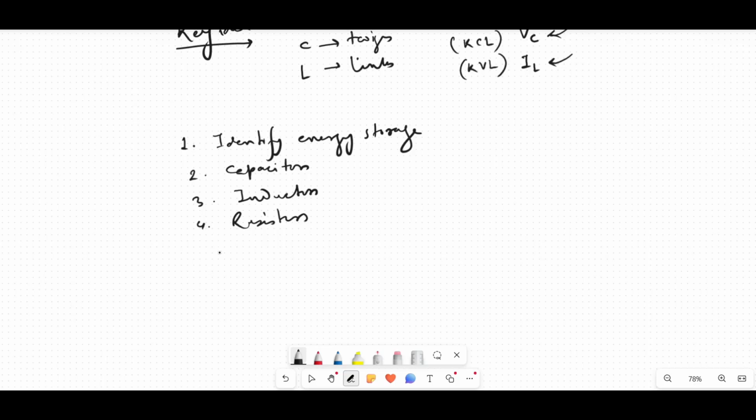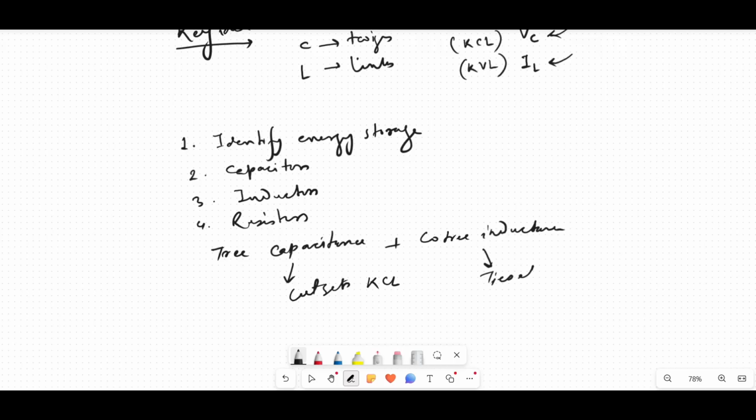Then we determine the state variables. State variables are determined from the tree capacitance and the co-tree inductance, right? For the tree capacitance, we determine the cut-sets, or we get the KCL equations. And from the co-tree inductance, we get the tie-sets or the KVL equations, right?